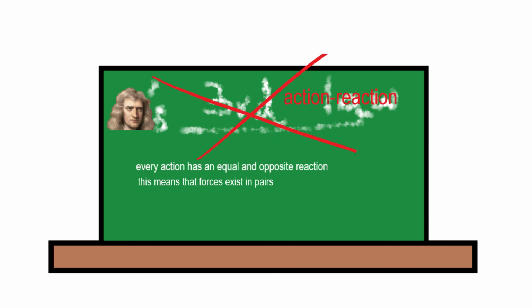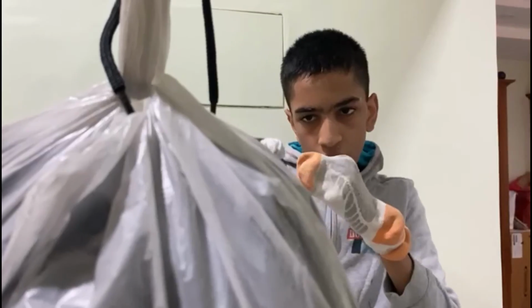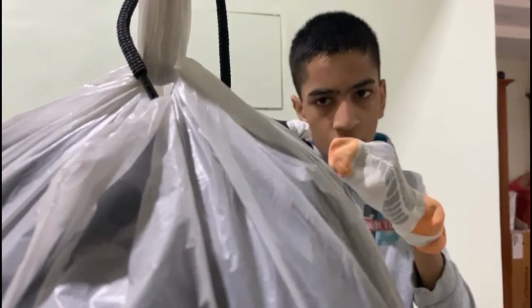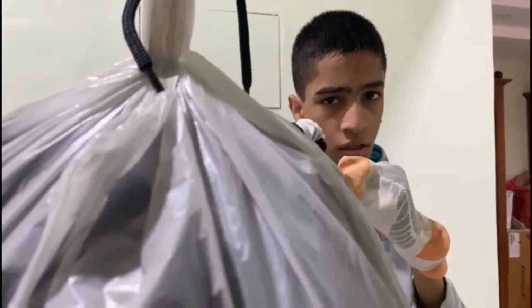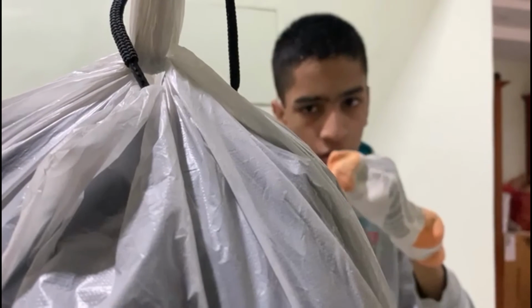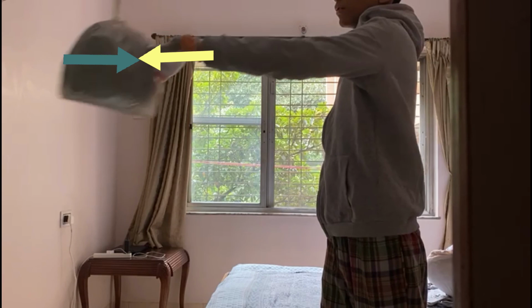This law is often called action-reaction, and it tells us that forces exist in pairs. If I punch my punching bag, my fist is exerting a force on the punching bag. This law tells us that in return, the punching bag will exert a force back on my fist that is equal in magnitude and opposite in direction.